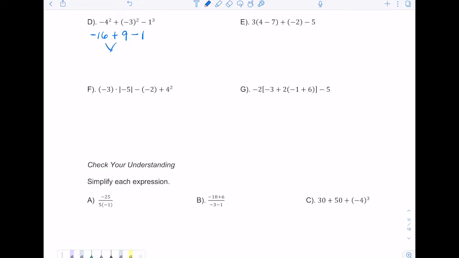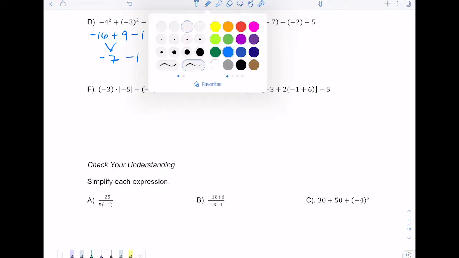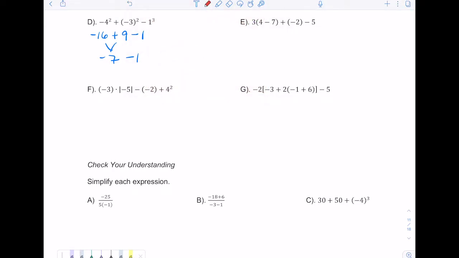-16 plus 9, those signs are different, so I'm going to have to subtract them. 16 minus 9, which gives me 7. Take the sign of the bigger number, and I'm going to bring down the -1. When you subtract, remember to change the minus to a plus, change the sign of the second number. Now I've got a -7 plus a -1. They're both negative, and I'm adding. So we just add and keep the sign. So your final answer would be -8.